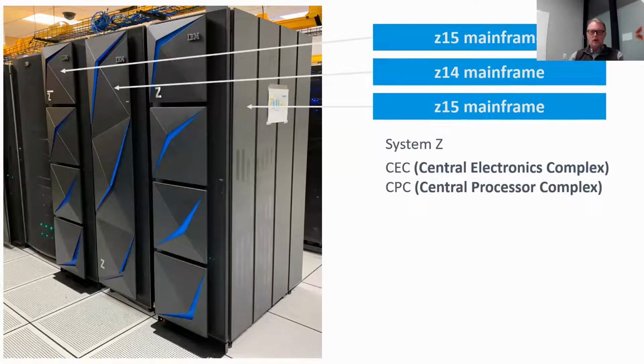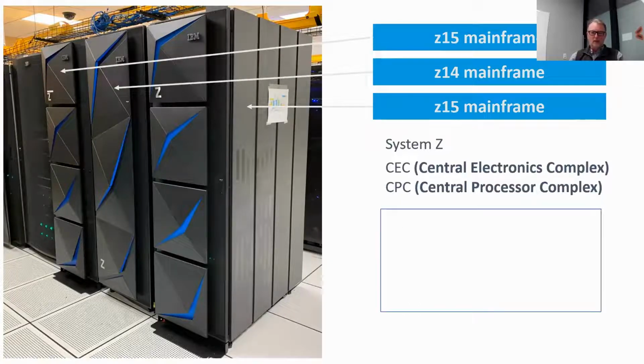Many people call them CECs or CPCs. The actual name for the mainframe is a CEC, a Central Electronics Complex, or a Central Processor Complex. I prefer the term CEC, but a lot of times you'll hear CPC. That's what they're referring to, the entire piece of equipment, not just the old-fashioned term, I guess, would be mainframe.